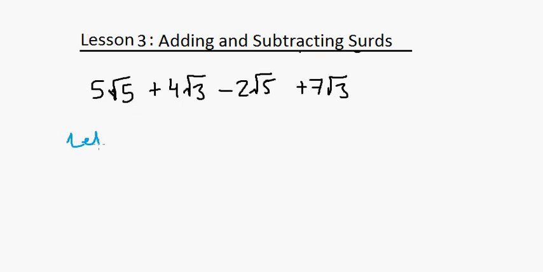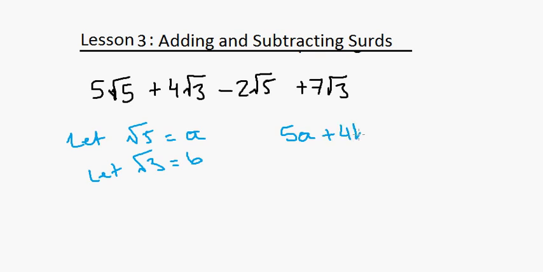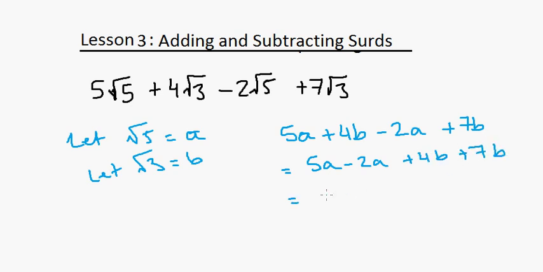You can say, let root 5 equal a, and let root 3 equal b. So now you can have 5a plus 4b minus 2a plus 7b, and you can rearrange it so it's 5a minus 2a, and then plus 4b plus 7b, which is the same as 3a plus 11b. And now you can just plug them back in, so now you have 3 root 5 plus 11 root 3.